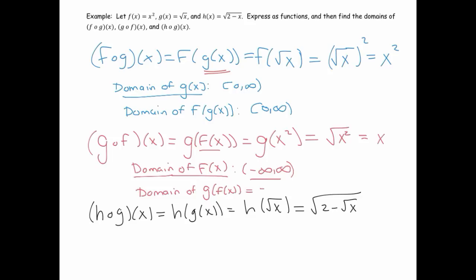Also happens to be negative infinity to infinity. So now let's look at this last example. Here I've got that h of g of x is the square root of 2 minus root x.